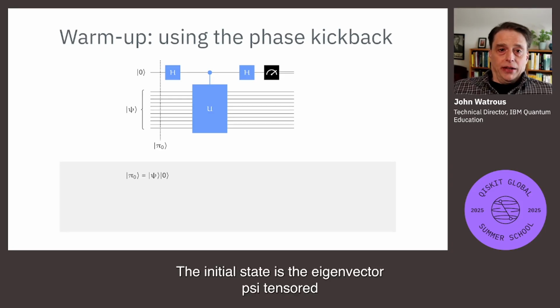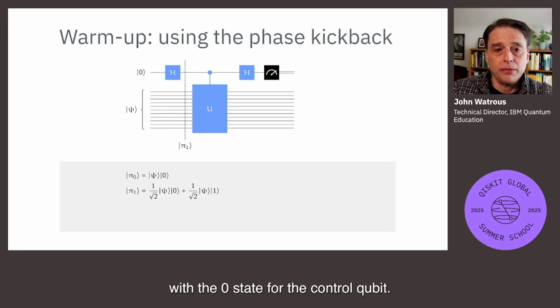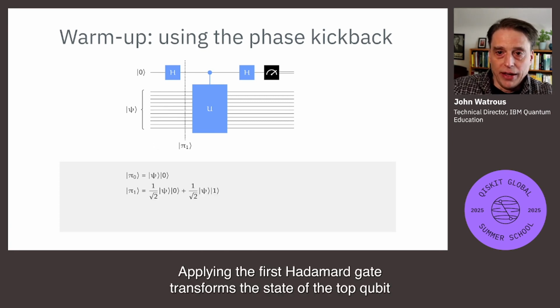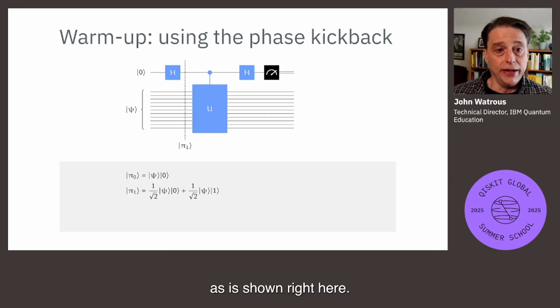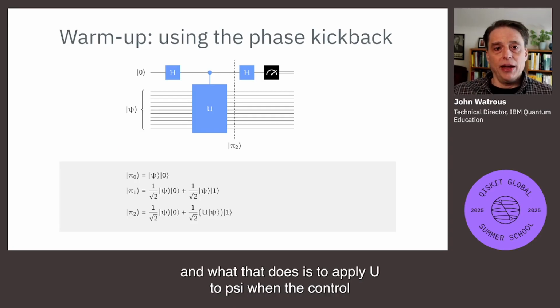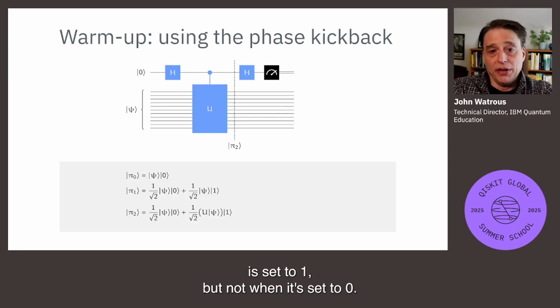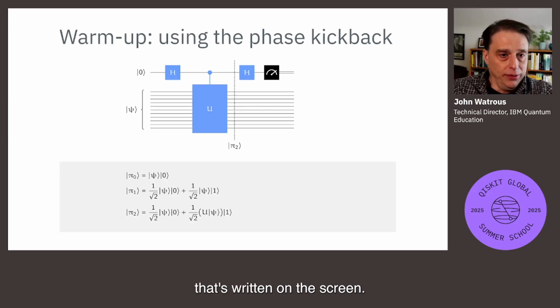The initial state is the eigenvector psi tensored with the 0 state for the control qubit. Applying the first Hadamard gate transforms the state of the top qubit to a plus state, and we can expand the entire state as is shown right here. We can then apply the controlled U operation, and what that does is to apply U to psi when the control is set to 1, but not when it's set to 0. And so we get the state pi2 that's written on the screen.